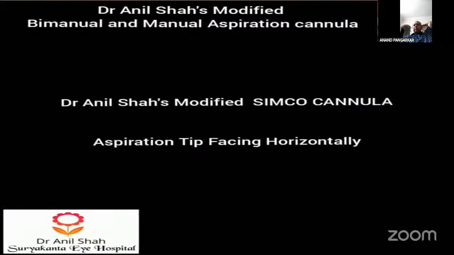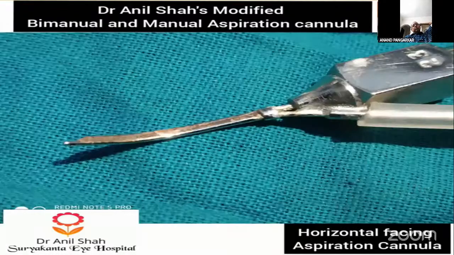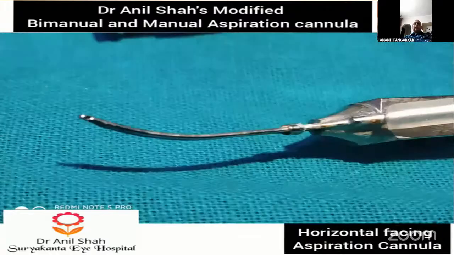This is another Simcoe cannula which I have modified, having a tip facing horizontally. Normally we see a tip facing on the front, but I have modified this with the tip facing horizontally so as to easily remove cortex deep into the fornices without catching anterior capsule.